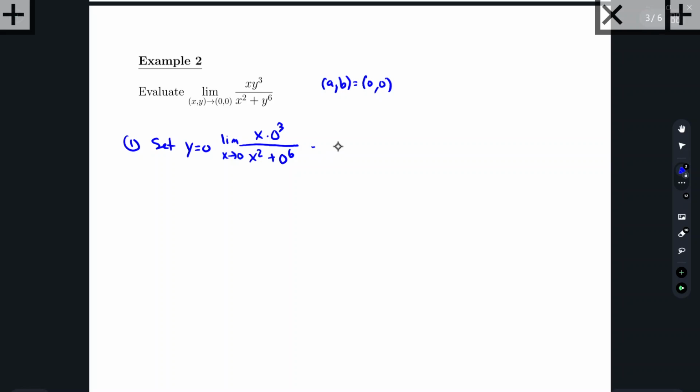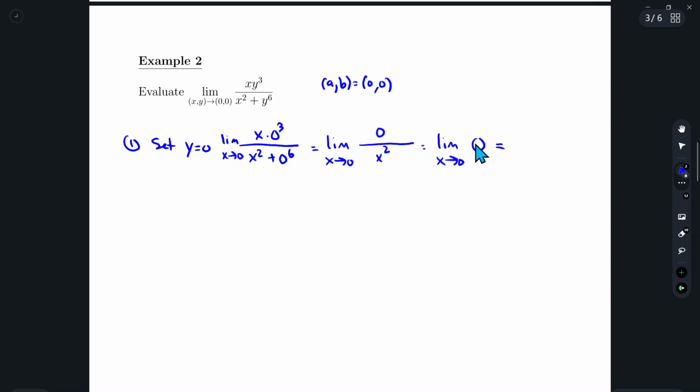So as always, you don't calculate the limit until you've simplified everything, right? So in the numerator, this is just 0. And then in the bottom, you have x squared plus 0, so that's just x squared. And then 0 divided by anything is just 0. And then finally, the limit of a constant is always just the value of that constant. Okay, so the first path, we get a value of 0.